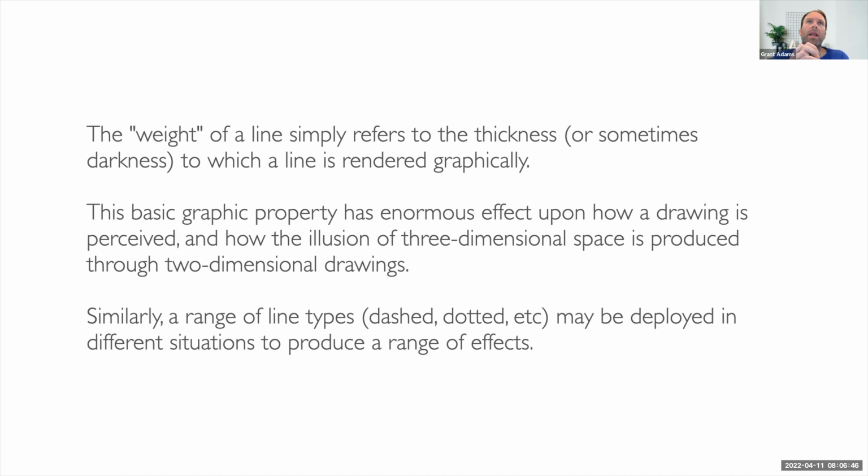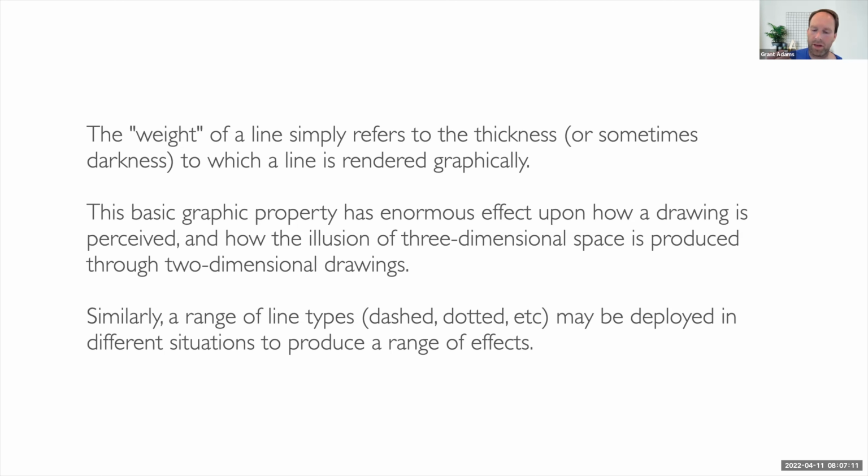The weight of a line simply refers to the thickness, or potentially the darkness if you're drawing by hand, to which a line is rendered graphically. I talked a lot about line weights last class. Line weights again here, same meaning. Essentially you're giving emphasis to a particular line based on how dark it is. It has a great effect on how a drawing is shown.